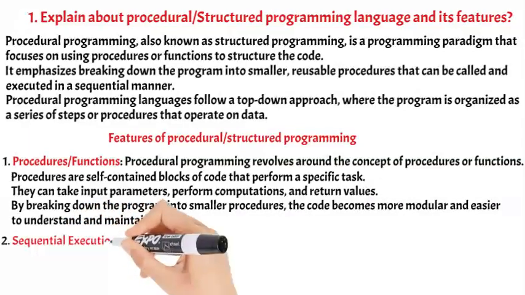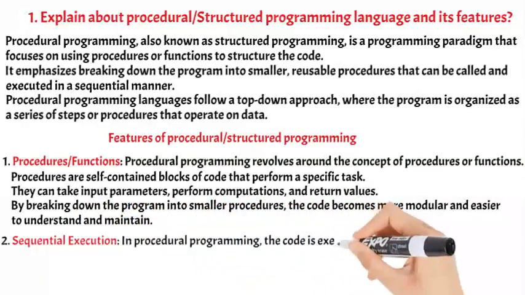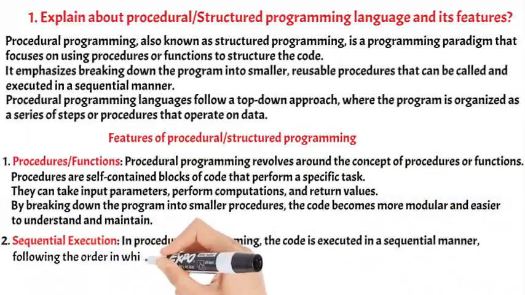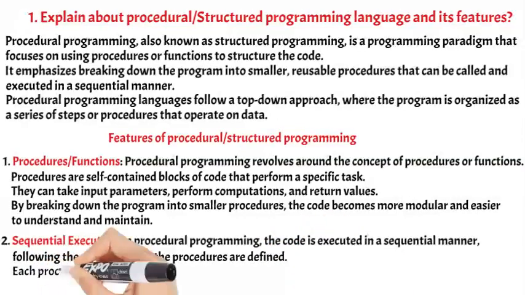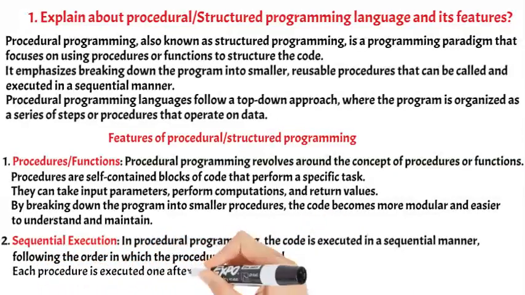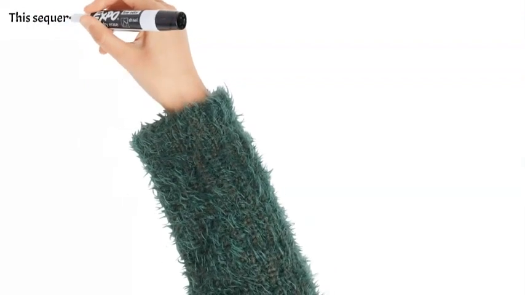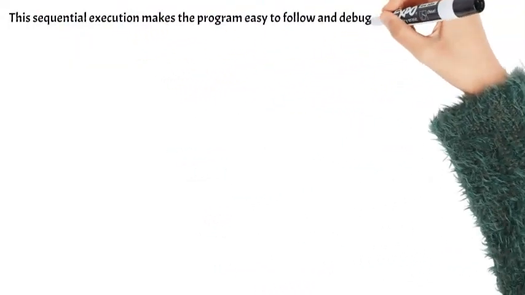2. Sequential execution. In procedural programming, the code is executed in a sequential manner, following the order in which the procedures are defined. Each procedure is executed one after another, and control flows from one procedure to the next. This sequential execution makes the program easy to follow and debug.